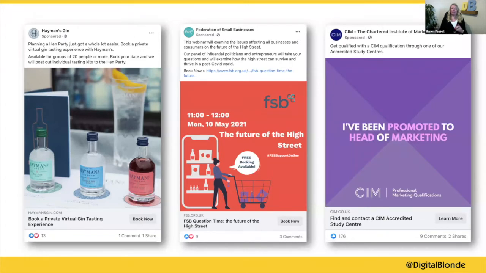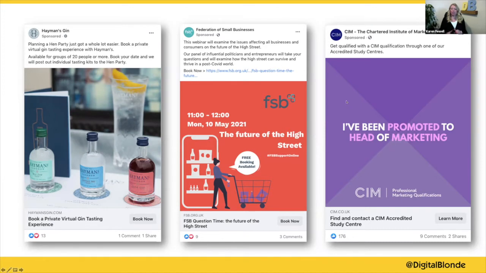Now here we start to get a little bit more clever. This example on the left, planning a hen party just got a whole lot easier. Well, how did Facebook and how did Hayman's Gin know that I'm due to get married and I'm going to have a hen do? Well, Facebook knows by my status that I'm engaged. It's probably worked out a certain time frame that I've been engaged, so potentially more likely to interact with this. So that's based on information that I've put into my account.